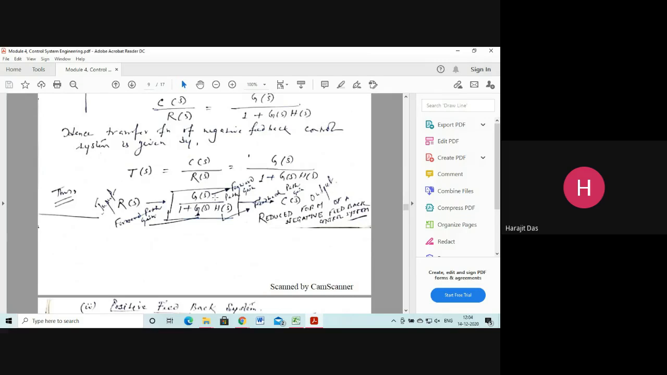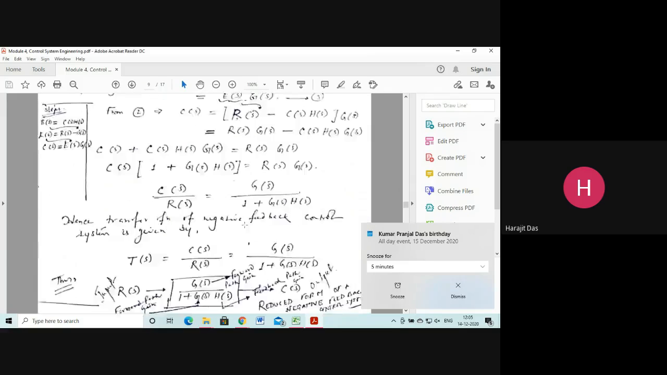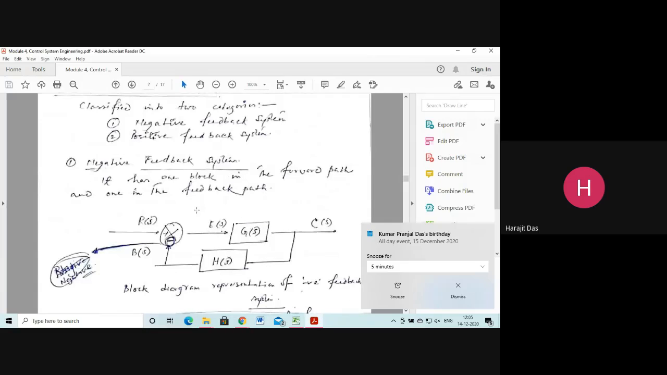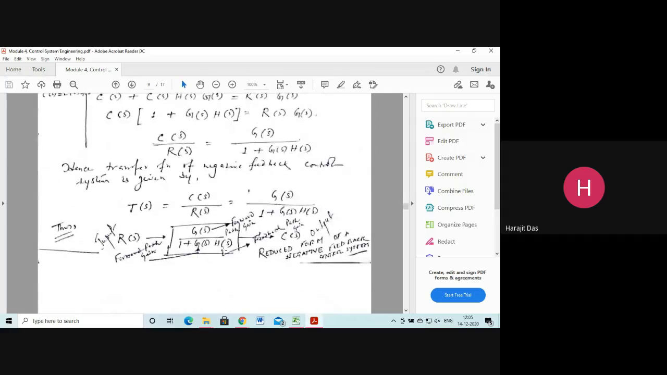This G(S) is the forward path gain, H(S) is the feedback path gain, or backward path gain. So for a negative closed loop feedback system, you can see here in the denominator it is positive. So this is the input, this is the forward path gain, you can say this is the reduced form of the negative feedback control system actually, and this is the output. So this complex drawing can be converted to a simple drawing, or a schematic representation or block diagram, with the help of this transfer function.